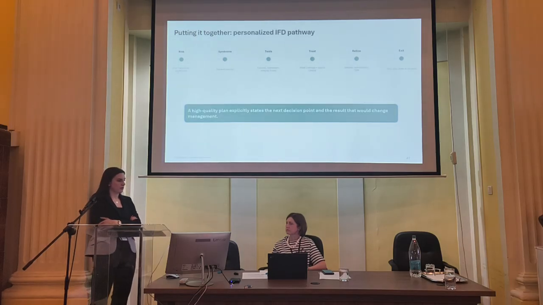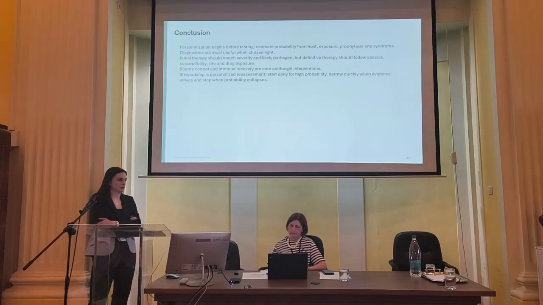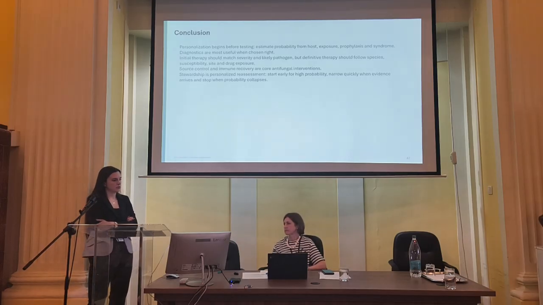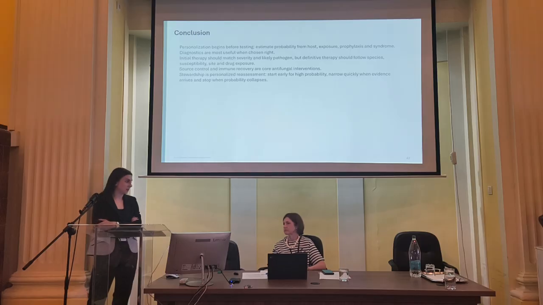We need to, first of all, take everything together: risk factors, syndrome, tests, treat, and when to start the treatment of the patient. So the personalization begins before testing. Diagnostics are most useful when we choose the right tool to diagnose. Initial therapy should match severity and likely pathogen, but definitive therapy should follow species, subspecies, and site and drug exposure.